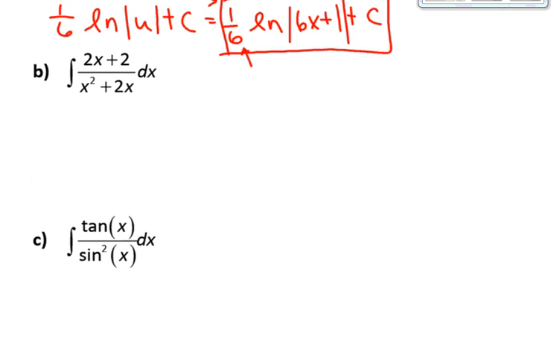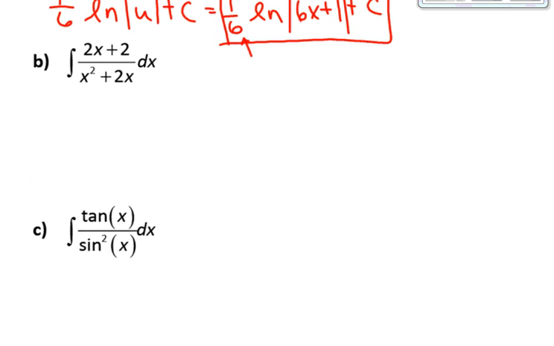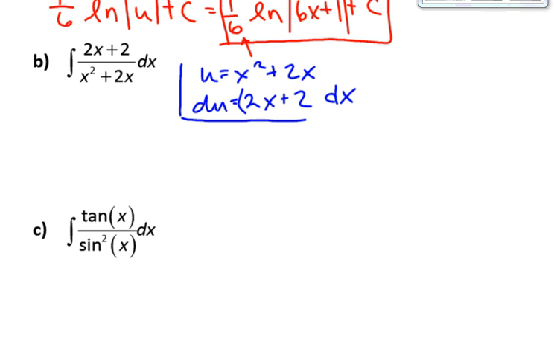So for b, our u would be x squared plus 2x. du would be 2x plus 2, and look at that, we've got it in our numerator, so that's very nice. And that's the dx there. So we don't have to manipulate anything. We've already been given it. And I'll go ahead and tell you that hardly ever happens on an actual test. So this has been really nice.